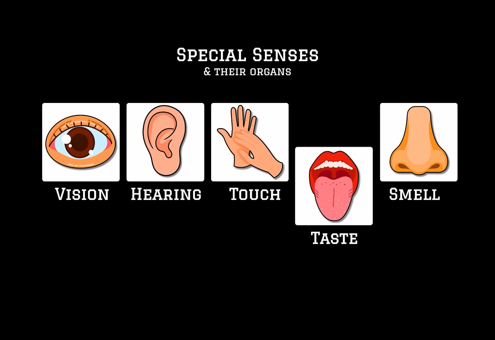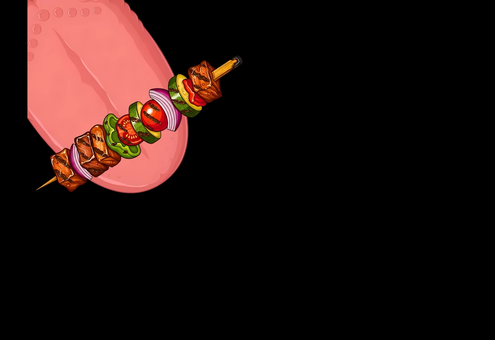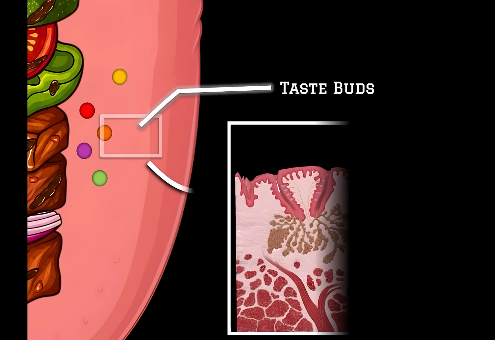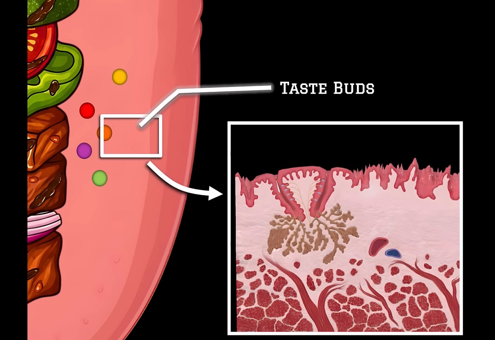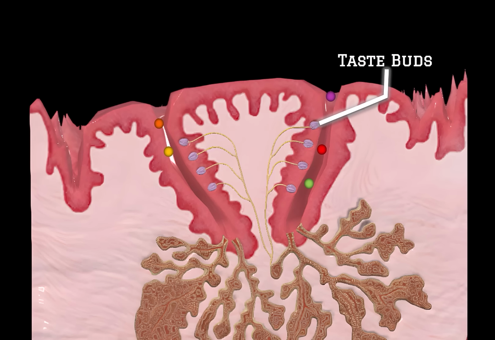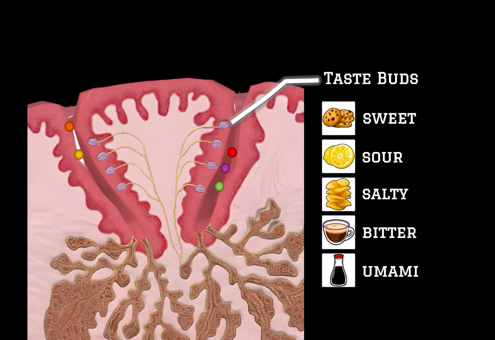Taste is one of our special senses, and it begins the moment you place food on your tongue. The chemicals in that food interact with clusters of sensory cells called taste buds, and these taste buds sit inside something called papillae spread across the tongue. Each taste bud contains several types of cells that detect sweet, sour, salty, bitter, and umami.